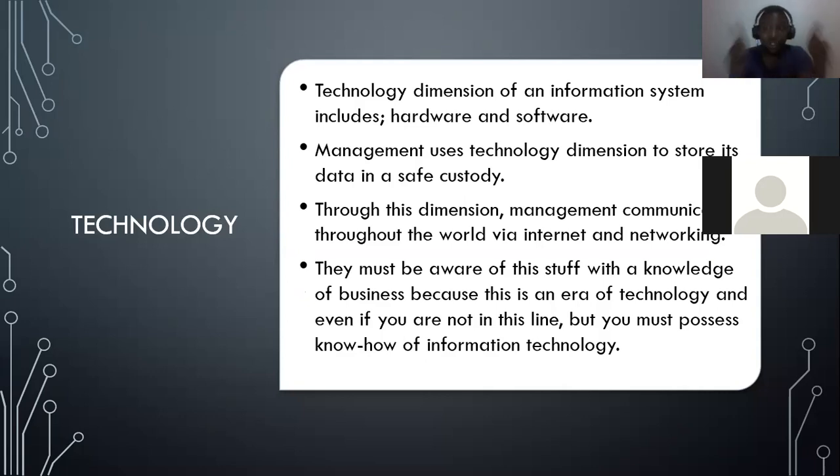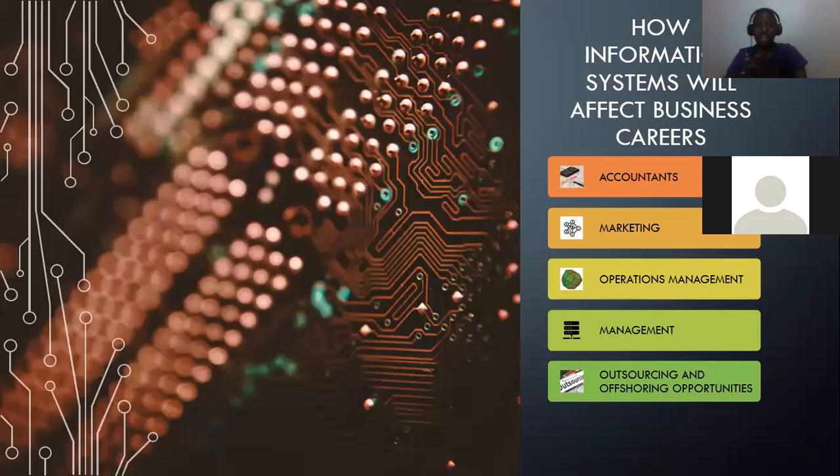solution. That's where the technology dimension comes into play. The technology dimension of information systems, we talked about that, where we say that it has hardware and software, and maybe later on it might also have a telecommunications network. So management uses the technology dimension to store its data in safe custody. So basically that's mainly what the technology dimension is all about.